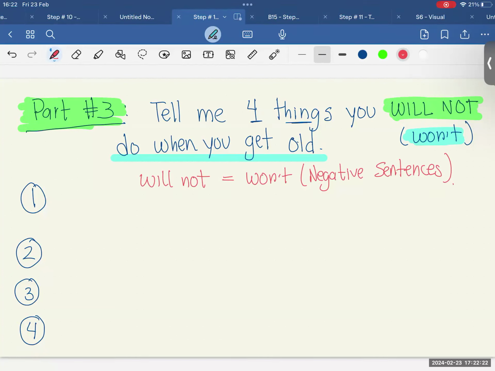No se preocupen de escribir las instrucciones, ¿eh? Tampoco. This is what is important. Dice, Yes, Jesús. get old significa, por ejemplo, también como pasado o algo así. Es como hacerte viejo, cuando te hagas viejo. Ah, okay. When you get old. Thank you. You're welcome, man.